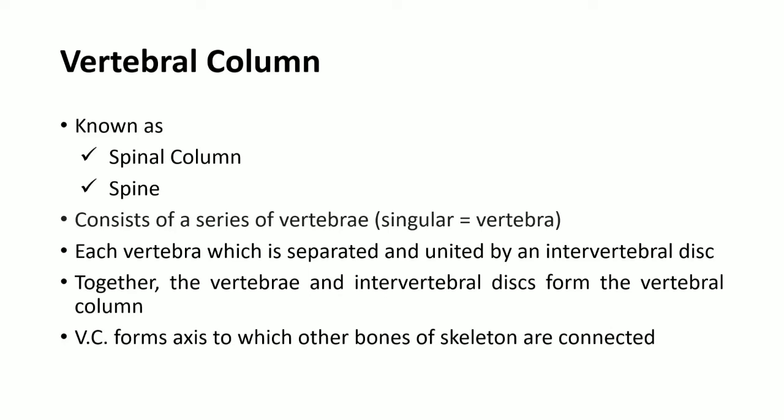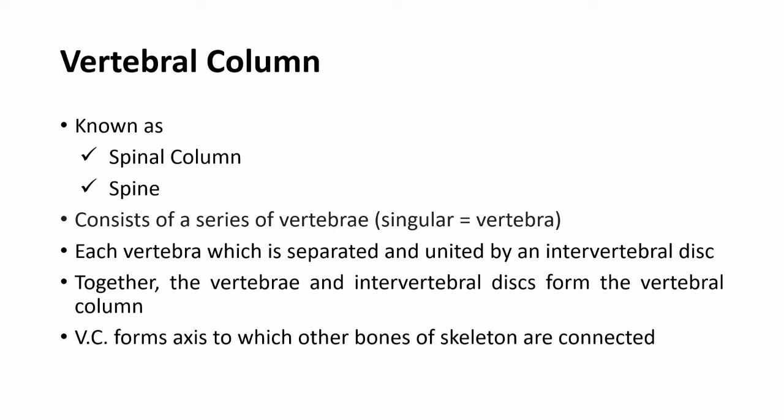As discussed, this vertebral column is also called the spinal column or spine. It consists of many small bones called vertebrae. If you are referring to only one bone, then it is called a vertebra. So vertebrae is the plural form of vertebra. Each of these vertebrae in our vertebral column is separated from each other as well as united with each other by the intervertebral disc.